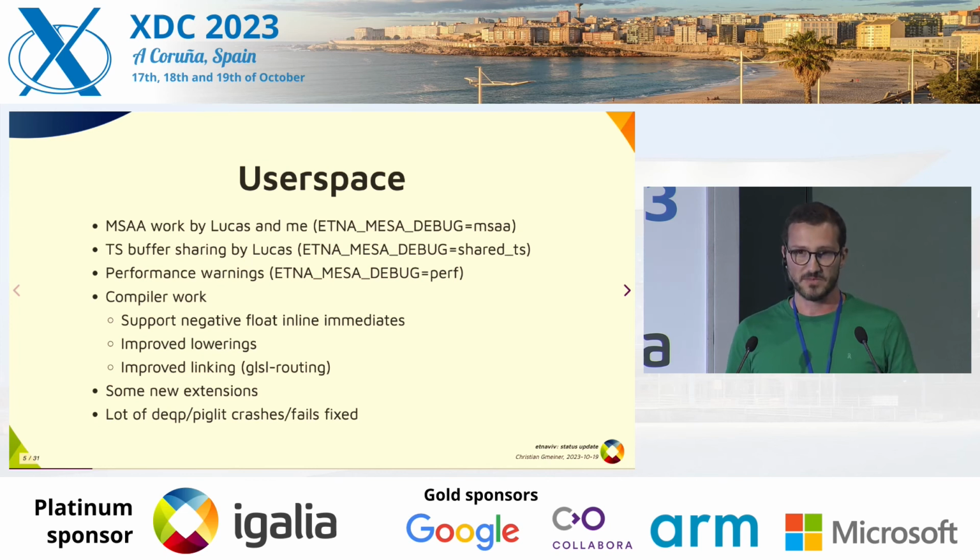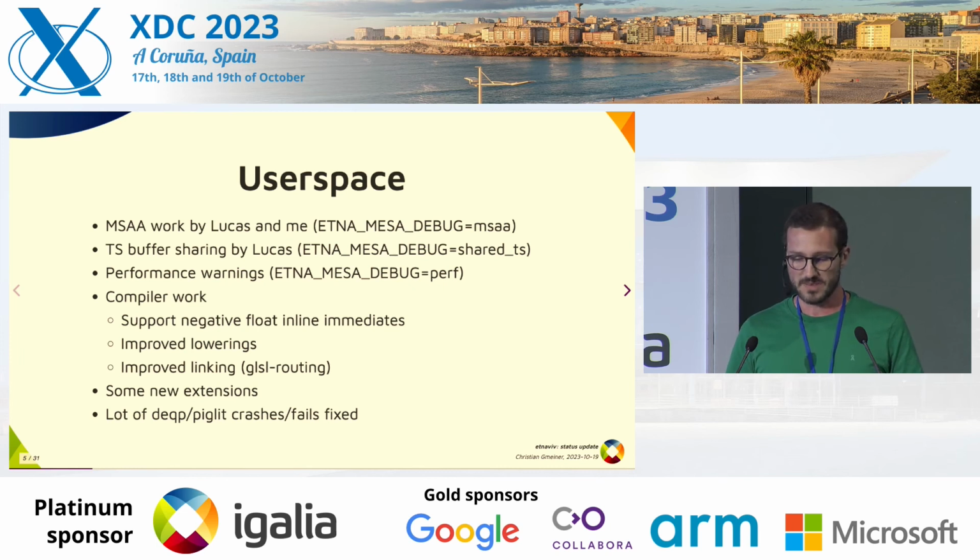The etnaviv Gallium driver gained support for performance warnings. For instance, you will get such a warning if there's a shader variant that gets compiled at draw time, or if an application uses conditional rendering, which is implemented on the CPU as there is no hardware support for this feature.